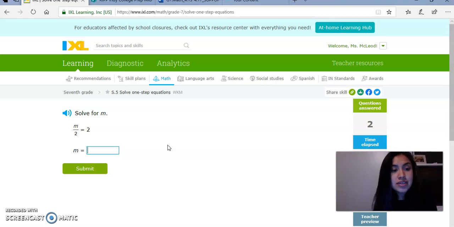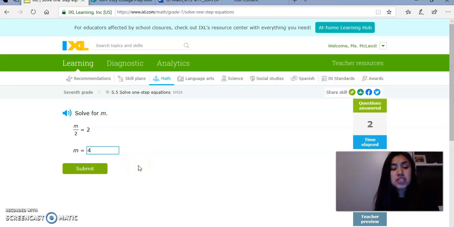Here I have m, and we know that little bar right there means to divide by 2 equals 2. So again, same principle, I'm going to use the inverse of division. In this case, the inverse of division is multiplication. So I'm going to multiply by 2 to both sides. And I get m equals 4.